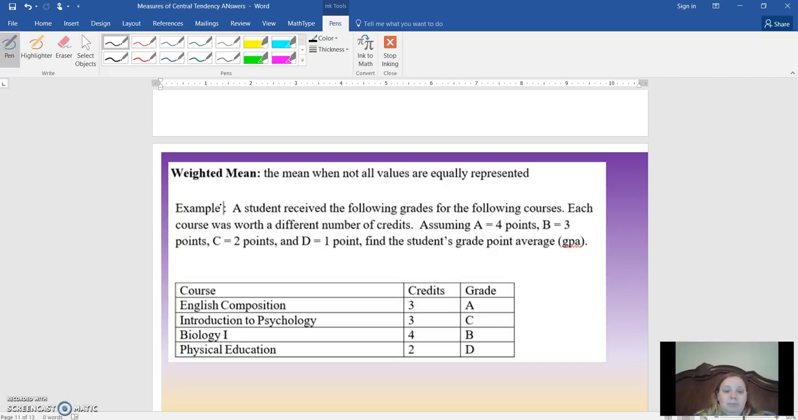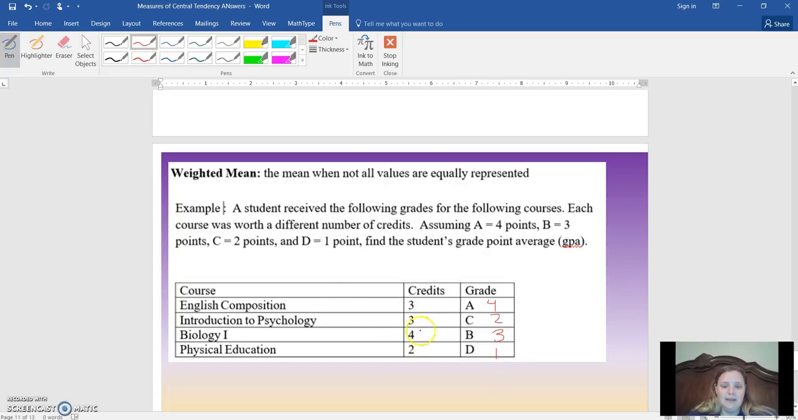All right, so here we want to find the weighted mean, and in this case, we want to find the GPA. A student got the following grades: an A in English, a C in Psych, a B in Biology, a D in PE. And so an A, it says, is worth 4 points. A C is worth 2 points. A B is 3 points, and a D is 1 point.